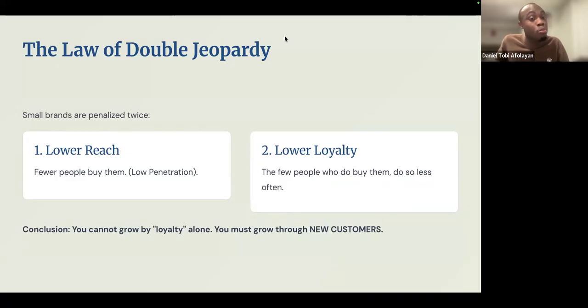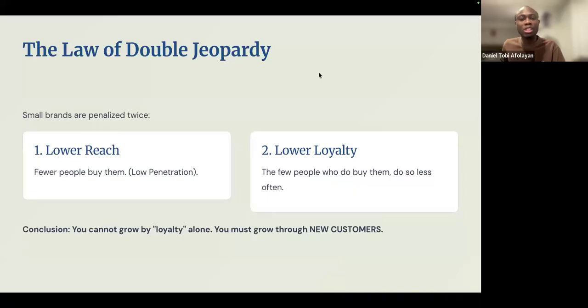The few people who buy you from the first jeopardy do so less often. They do not buy you frequently, which increases your CAC, which we call cost of customer acquisition. So if your cost of acquisition of customer is high because you do not have recurring customers, it means that you have the law of double jeopardy.